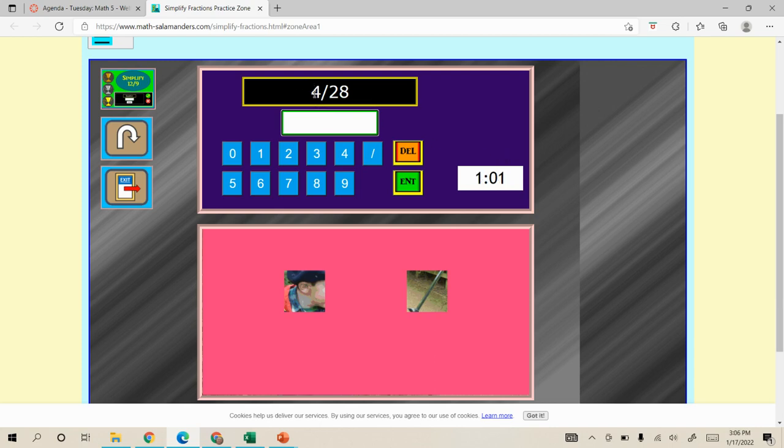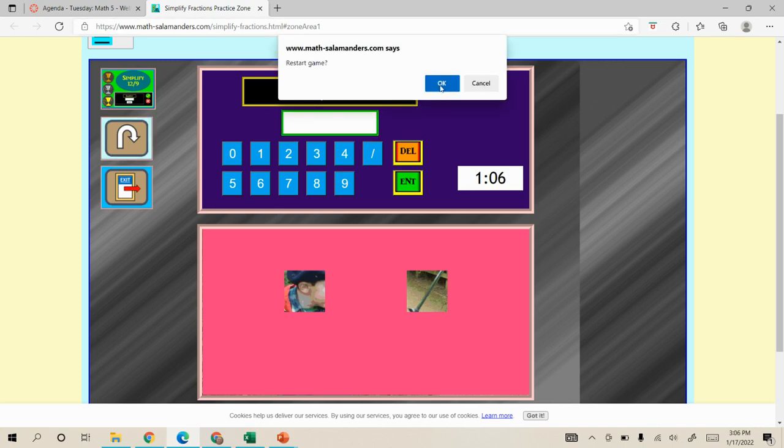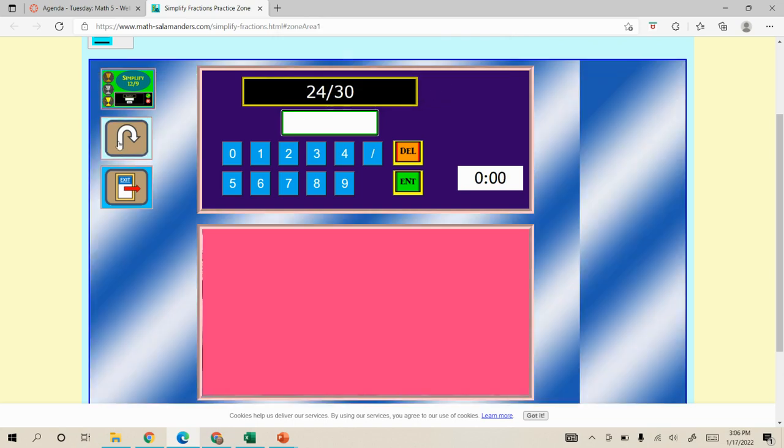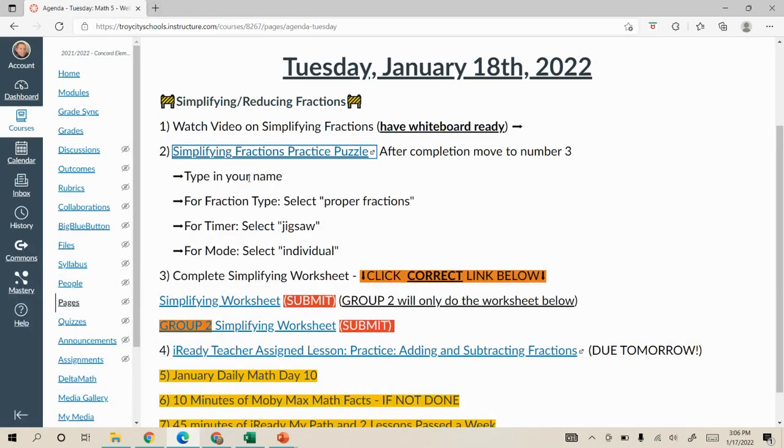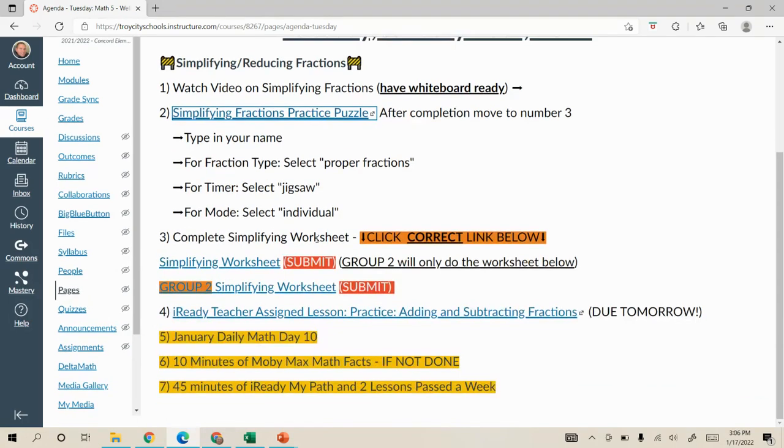I want you to complete this until you finish the puzzle. Once you do, you only have to do this once. If you want to reset it and start again, you can click the restart button over here. But please make sure that you are doing this entire puzzle. Use your whiteboards to help you. Once you are done with that, you're going to complete the simplifying worksheet. This is on Kami, so you're going to submit it to me once you're done. If you don't finish this, it is homework tonight.